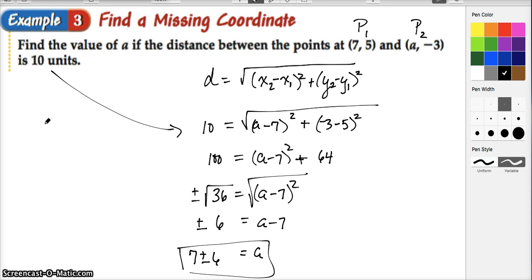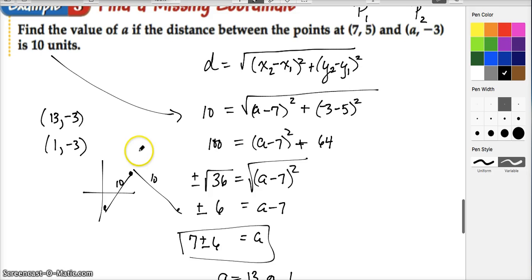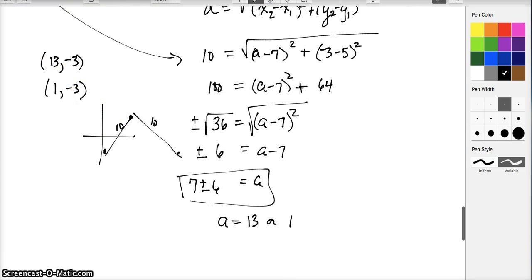So a being able to have two different values makes a good amount of sense. So a could be 13, negative 3, or a could be 7, or a could be 1, negative 3. Which kind of makes sense because if you have point 7, 5, let's say it is somewhere here, and then you have point 13, negative 3, and 1, negative 3, it makes sense that they both could be 10 units apart, right? That kind of makes sense. And if you want to, you can graph it and kind of get a visual on it for yourself.